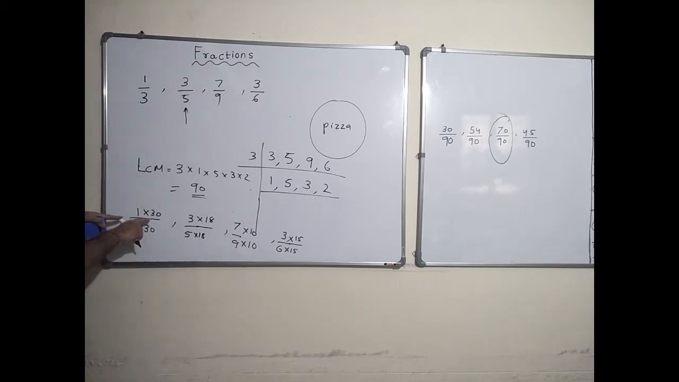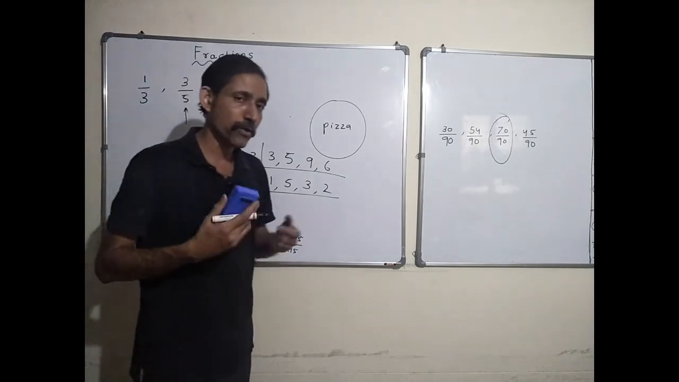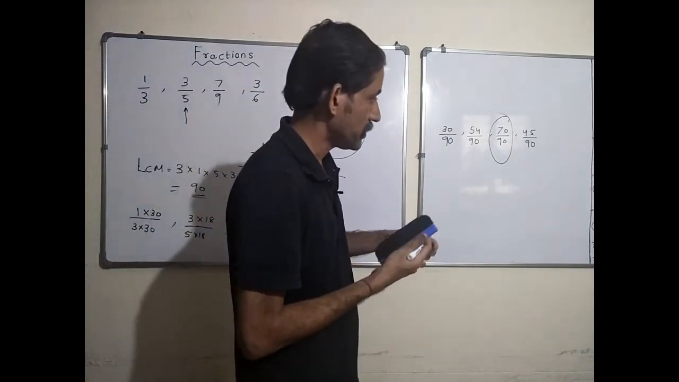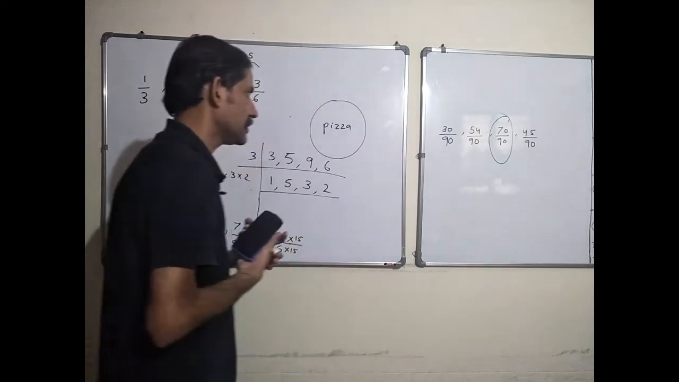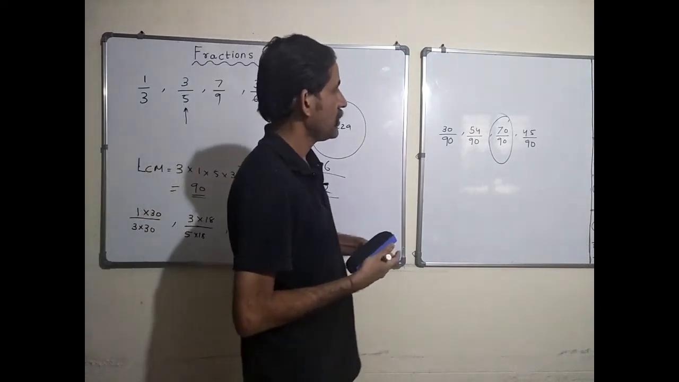If I don't multiply the numerator by 30, just the denominator, it will become 1 by 90, which is not equal to 1 by 3. So you have to take care. You need to understand why you are doing what you are doing. Okay, so good, that's fine. So let's move on.